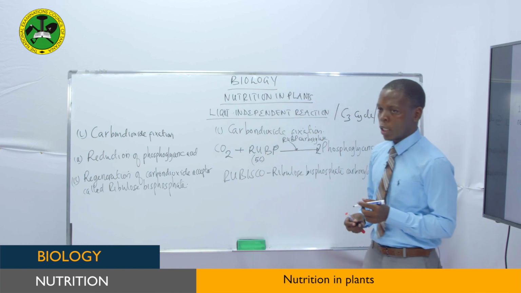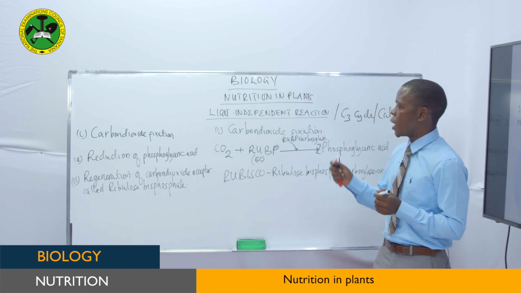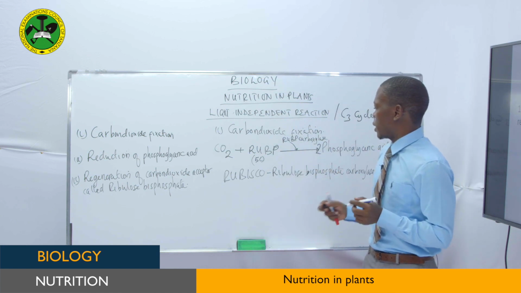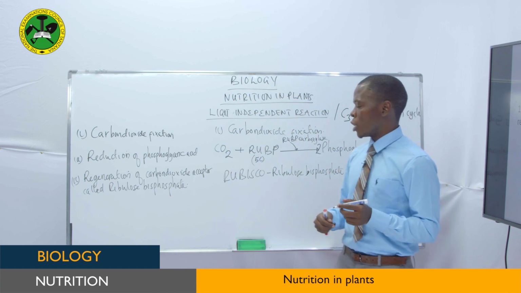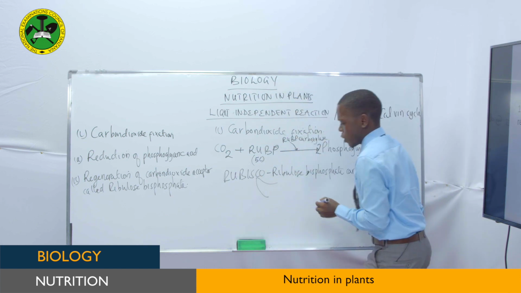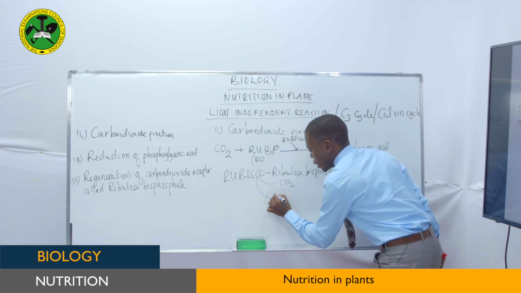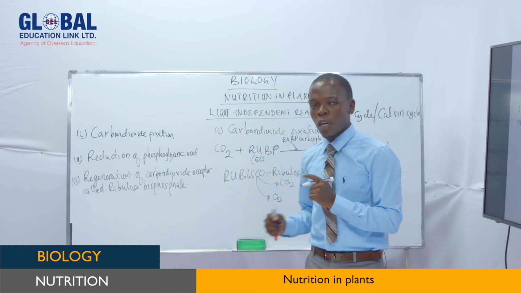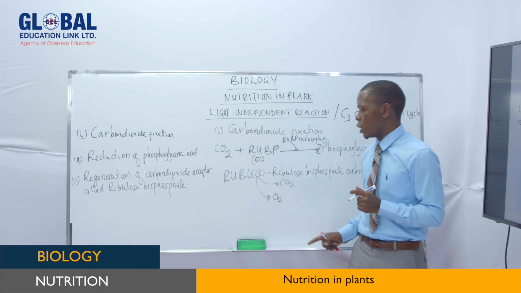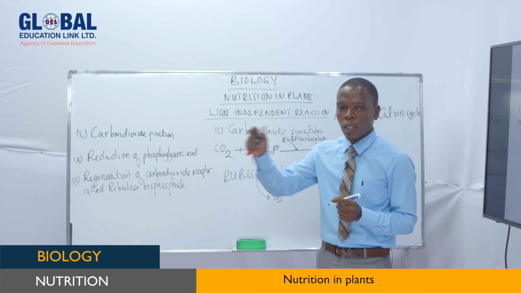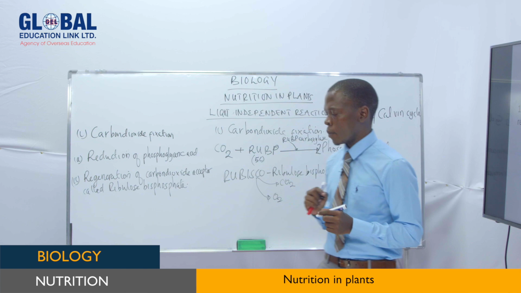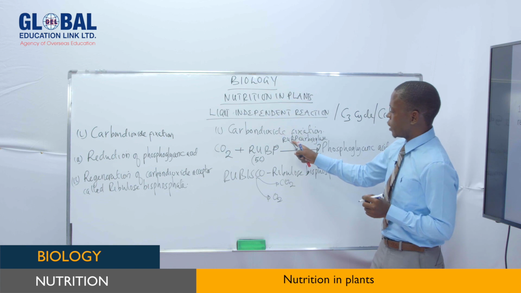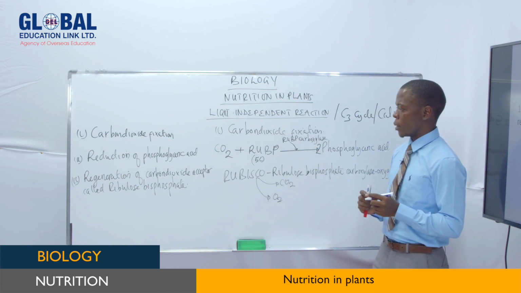This is the enzyme which helps the first process of light independent reaction. We call it RuBP carboxylase, or we call it RuBisCO. Why is it known as RuBisCO? This enzyme can fix both carbon dioxide and oxygen. Therefore, depending on the concentration of carbon dioxide and oxygen, it can act as RuBP carboxylase or RuBP oxygenase. Because here it fixes carbon dioxide, it is known as RuBP carboxylase.